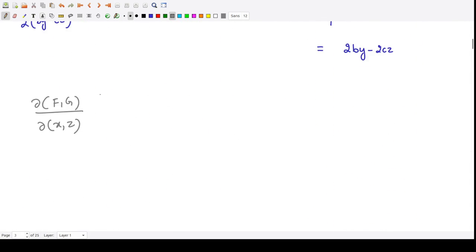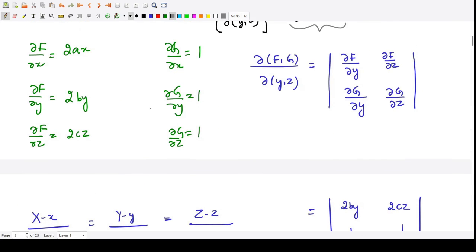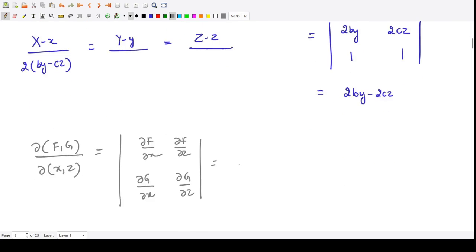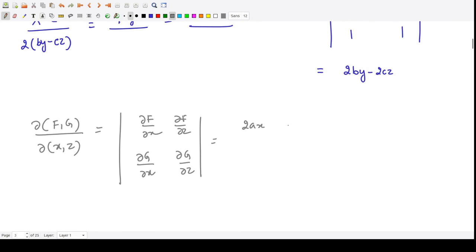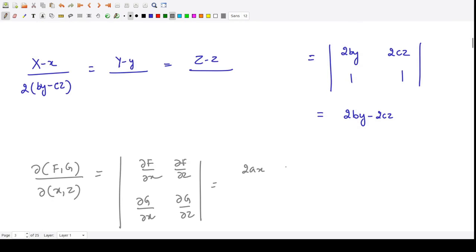So for this term, we'll write down the formula first: del f by del x, del f by del z, and then del g by del x, del g by del z. And we'll substitute the values that we have calculated. So 2ax, and the value of del f by del z, that is 2cz, divided by 1, and the values are 1 and 1. So it is 2 into ax minus cz. So its value is 2 into ax minus cz.